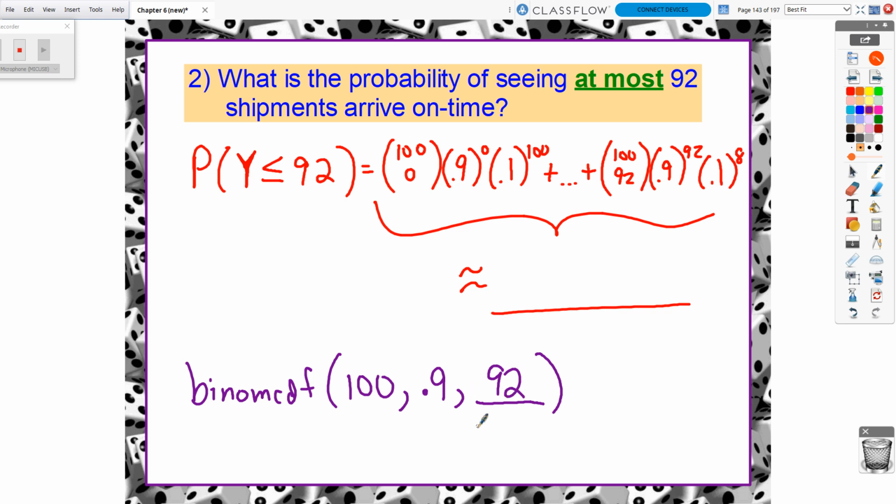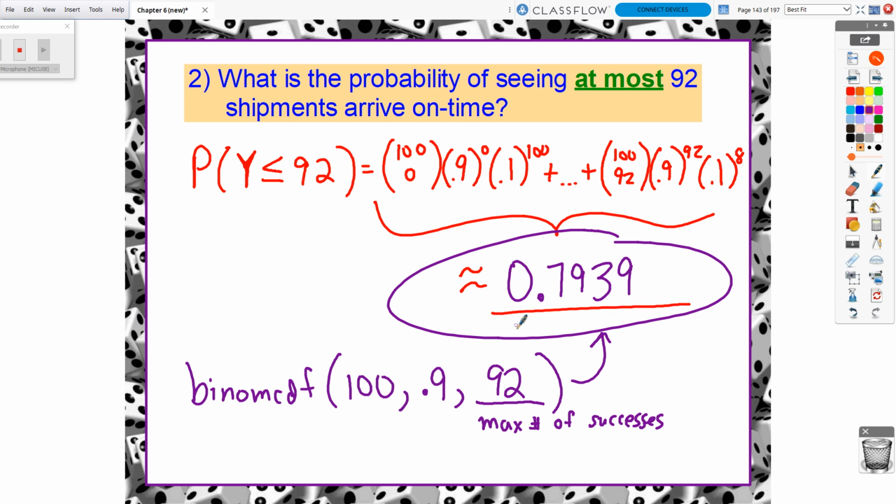Now, whenever we say this max number of successes, this will always go down to 0. And this is what happened. It started at 92 and it went all the way down to 0. So if I were to type this into my calculator, that would give me an answer of 0.7939. So about 79 to 80% of the time, at most, we're going to see 92 shipments arrive on time.